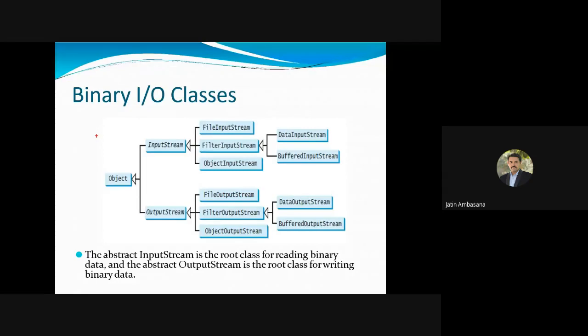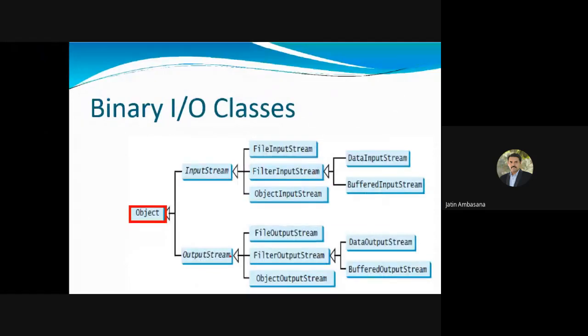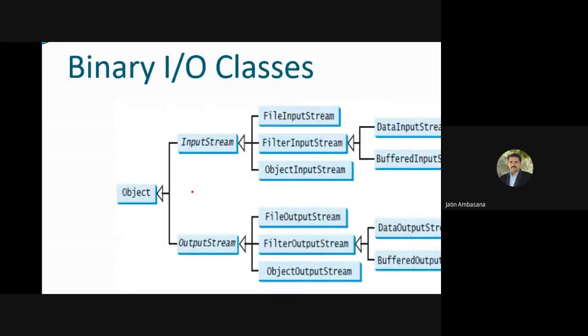So see, these are the binary I/O classes. It starts with Object. We know that Object is the superclass of all. Under Object, there are two main classes: InputStream and OutputStream. Since I/O works on streams, we need two classes to represent both kinds of streams.